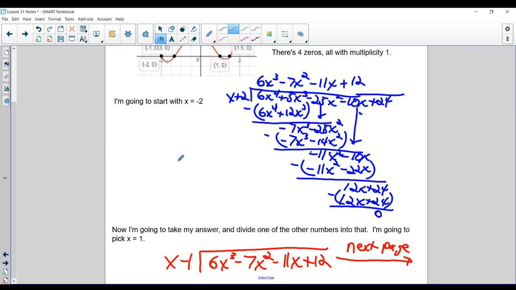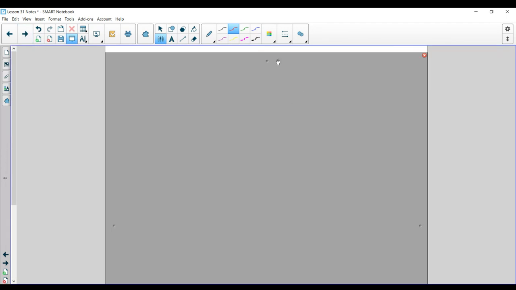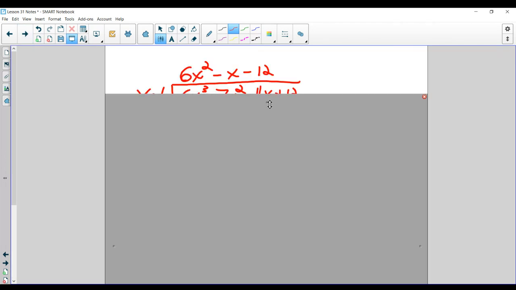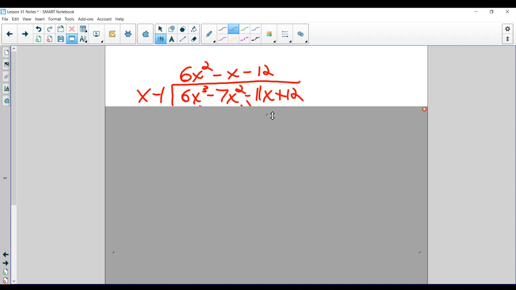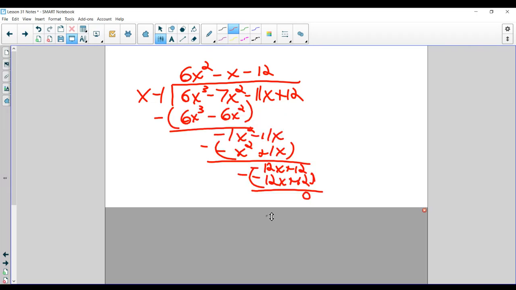Now instead, I'm going to pick the other 0, or one of the other zeros. So I'm going to pick the 1 in this case. And I'm now going to divide that into the answer that I had, which I'm going to do here on the next page. So I now take the x minus 1, divide that into the answer from the previous one. Again, when you do the long division on that, you should get 0.